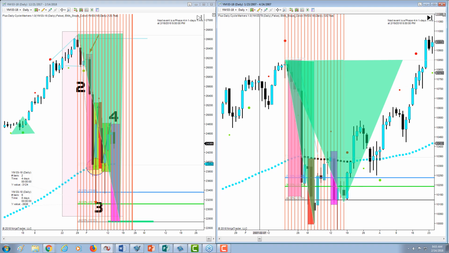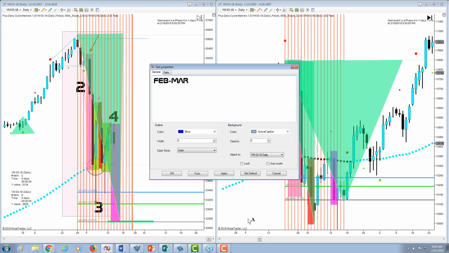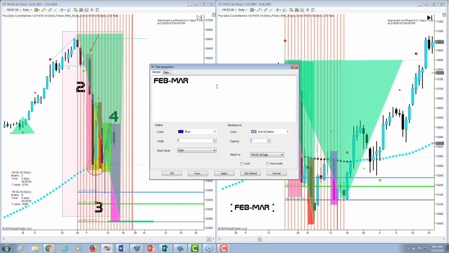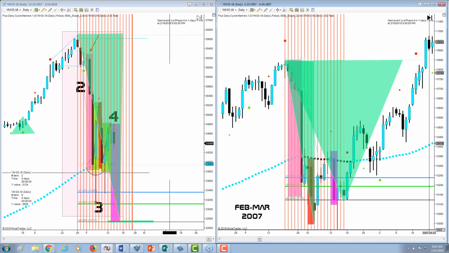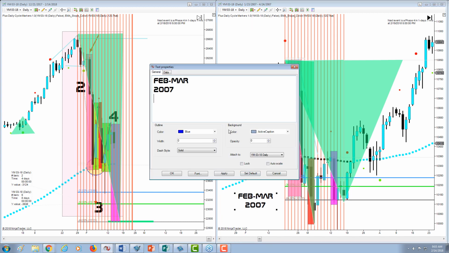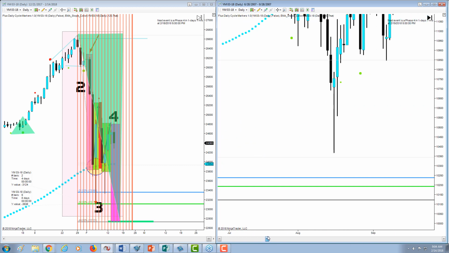This is also a February-March pattern. Okay, so the 44 gets tagged in this instance too. So this is February, March. What year is this? This is 2007. Okay, so 3 to 4. We're assuming this is a 3 to 4 year pattern, a 3 to 4 year cycle. Okay, so that's 2007. So the next pattern should be 2010 to 2011.